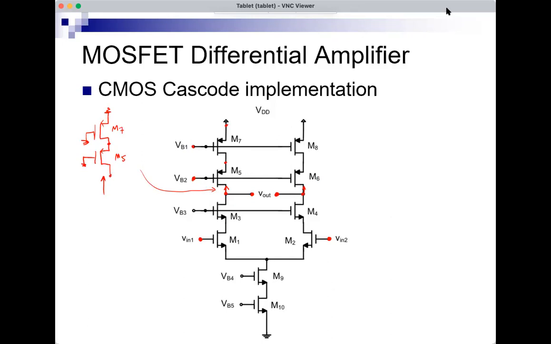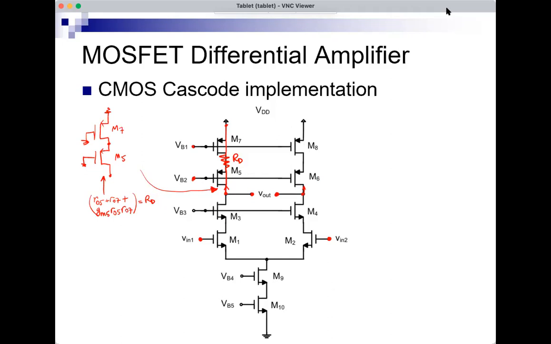We've used this, and we know that there's a formula for this one. When you're looking into the drain of M5 and you have a situation like this, you would see RO5 plus RO7 plus GM5 RO5 RO7. So this is what we see here. This is the resistance that we see looking into the drain of M5 here. And this becomes like the RD that I had previously. So this is the RD now.